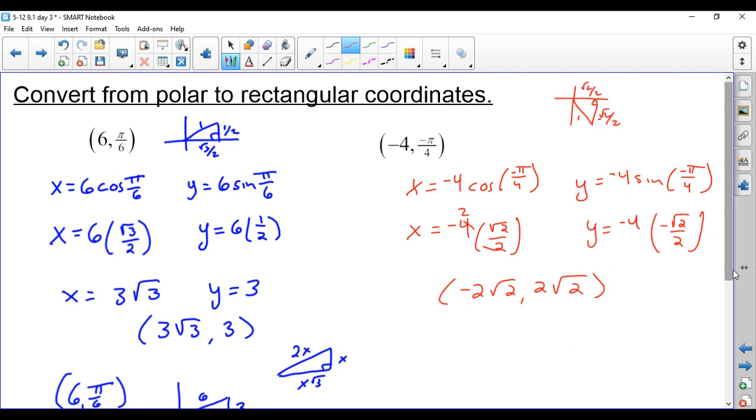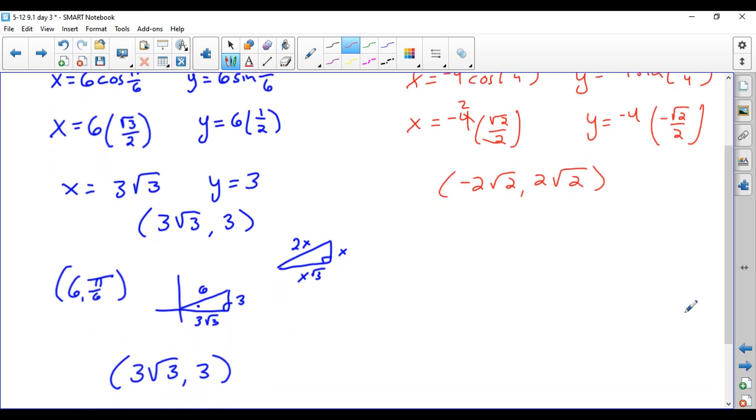Now, if I wanted to do this using the geometry method, I have the point -4, negative pi over 4. I'm going to draw that point first. So in my polar axes here, negative pi over 4 is down in fourth quadrant, but with a radius of -4, I'm actually going to come up 4 in the other direction. So this point is up here in second quadrant, 4 away from the pole.